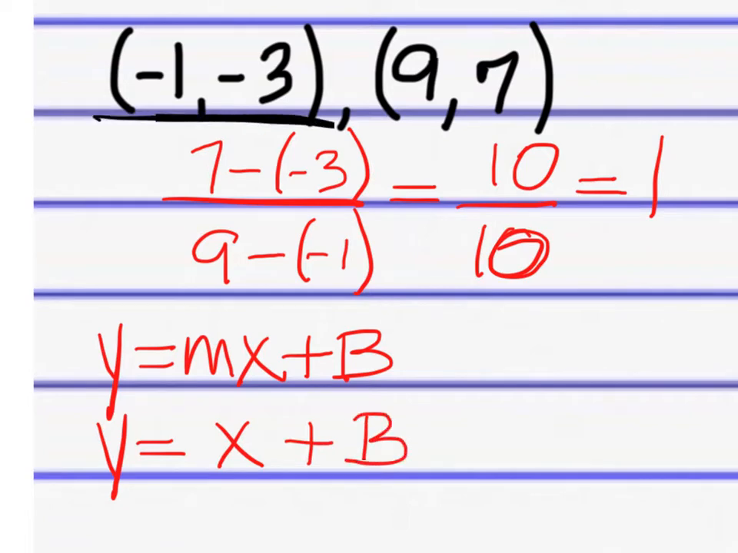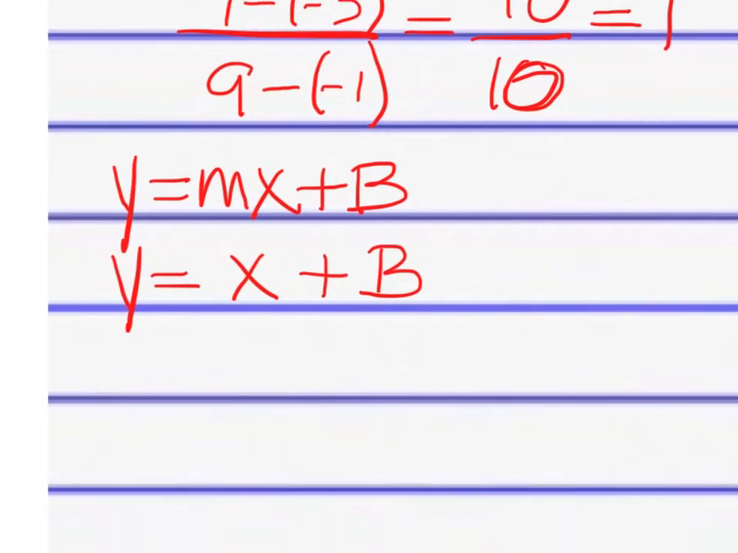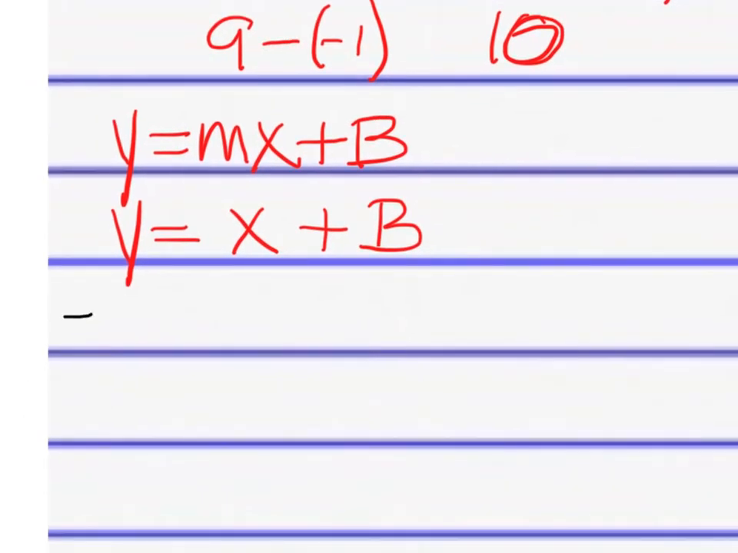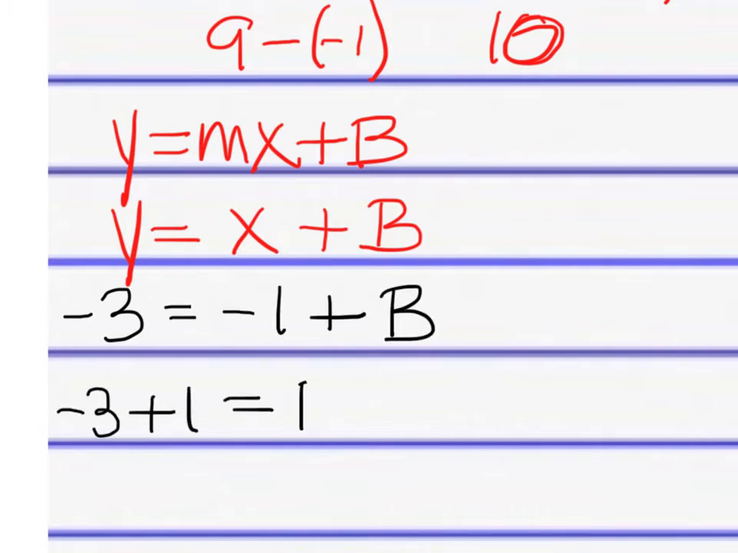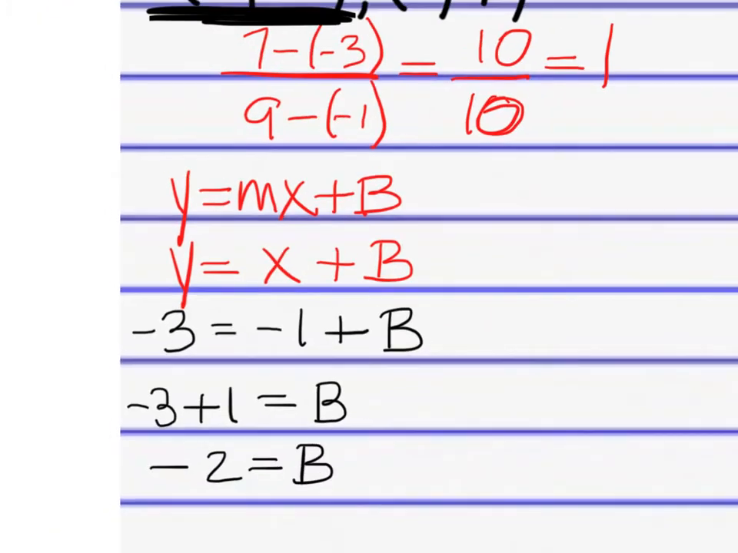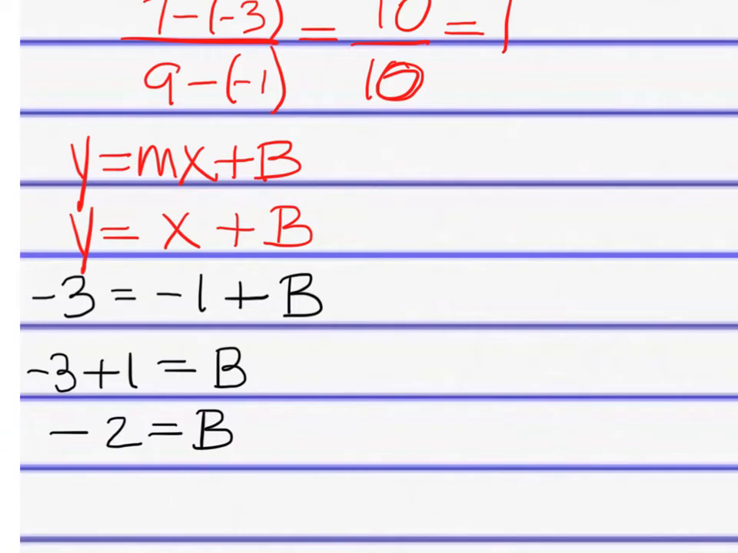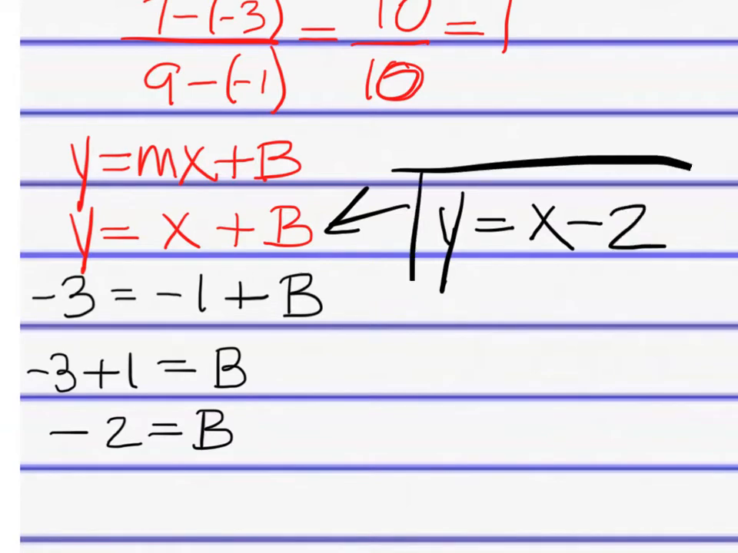We will use this point here, -1, -3. Y is -3, x is -1. Move the -1 to the left, change the sign, get a -2. And put that into this equation. Y equals x minus 2.